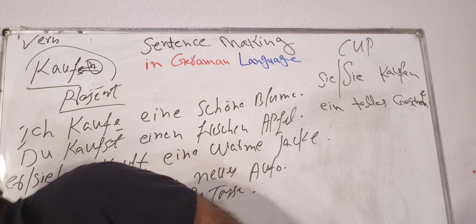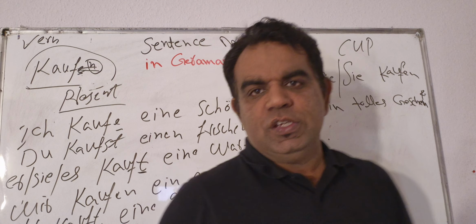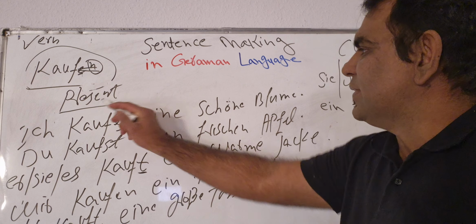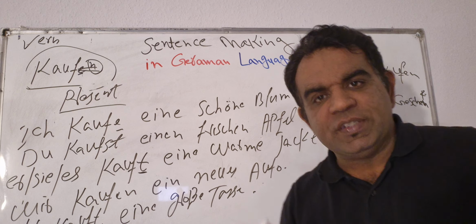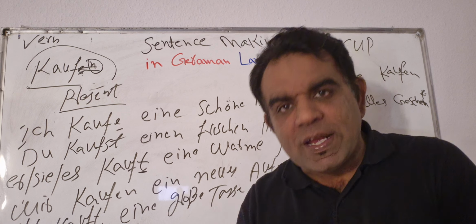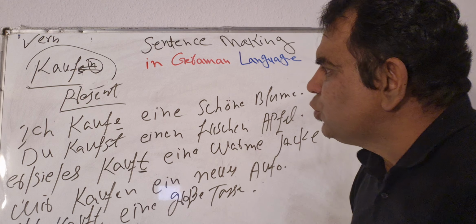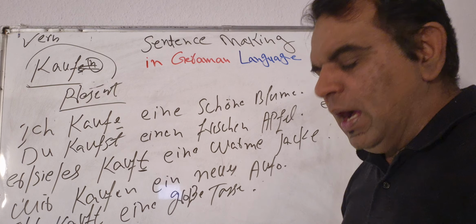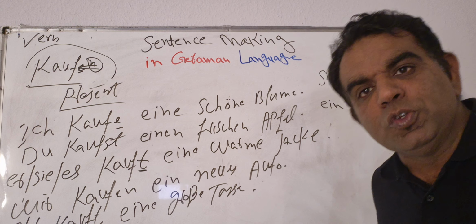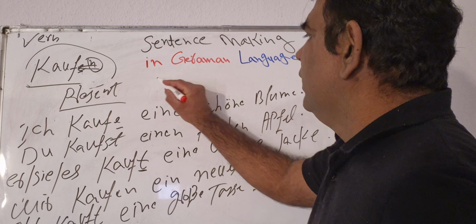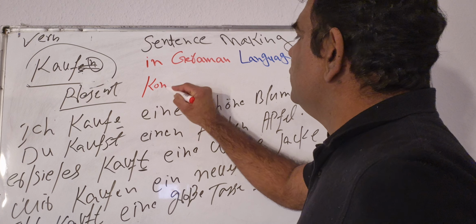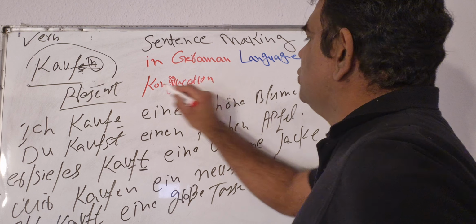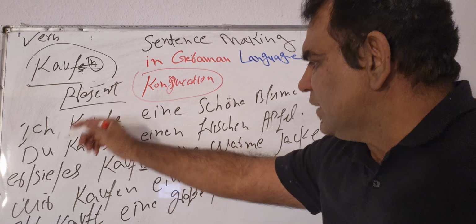Okay, so my dear brothers and sisters, it is very easy to make sentences in the German language, really. In the present tense we have learned how sentences are made in German. In the present tense we just conjugate the verb. This change of the verb is called conjugation. So you can write here conjugation, C-O-N-J-U-G-A-T-I-O-N. Okay, this is a conjugation.